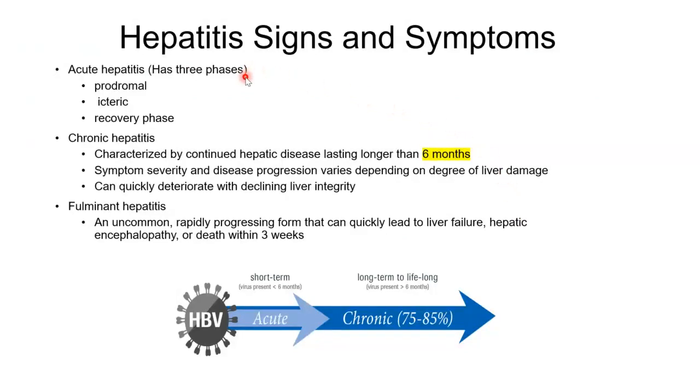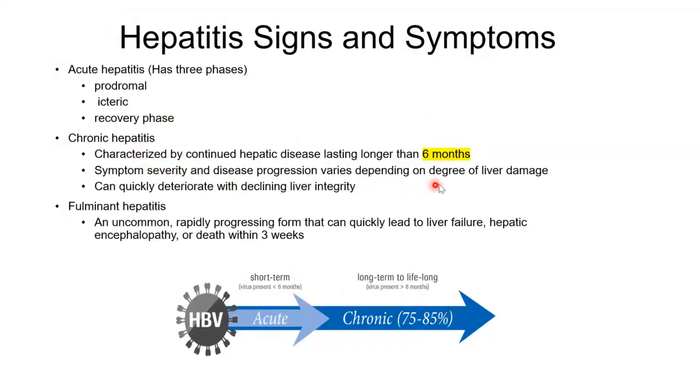Acute hepatitis has 3 phases. We'll talk about these: a prodromal, or pre-icteric, an icteric, and then a recovery phase. Chronic hepatitis is characterized by continued hepatic disease longer than 6 months. So short-term acute is less than 6 months. Long-term to lifelong is called chronic, and it must be present greater than 6 months.